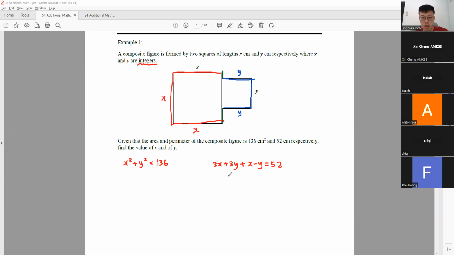Okay, so simplify. We will not start until we simplify our equation. So from here we know 4x plus 2y equals to 52. Simplify further, divide by 2. Okay, so we know that we don't use elimination, so we better make y the subject. We do it this case. So that's my equation 1. This is my equation 2. Then sub 1 into 2.